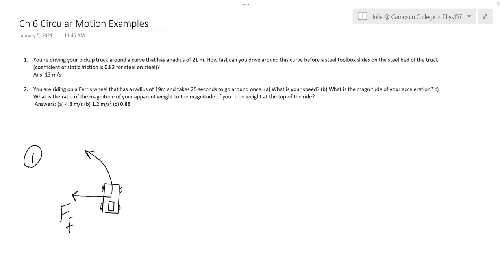So you turn the wheels, it pushes against the road, the road pushes back against the wheels, and that's what makes you turn the corner. And similarly, between the steel box and the truck is also the force of friction, making it turn a corner. Okay, so let's just worry about the box for now. It's uniform circular motion, which means the speed stays the same. We have the force in toward the center of the circle minus the forces out.